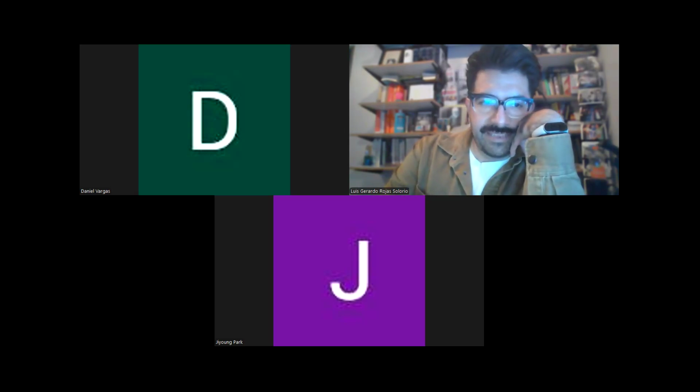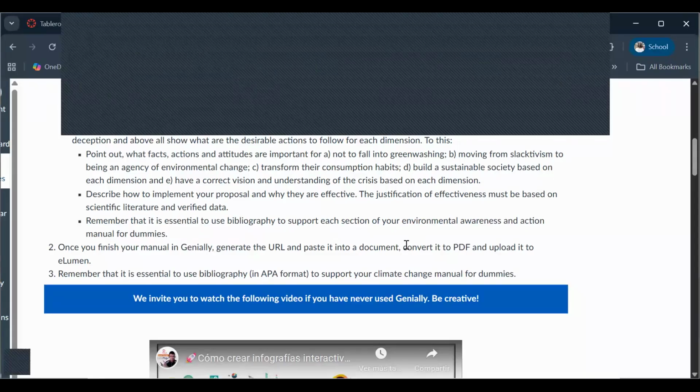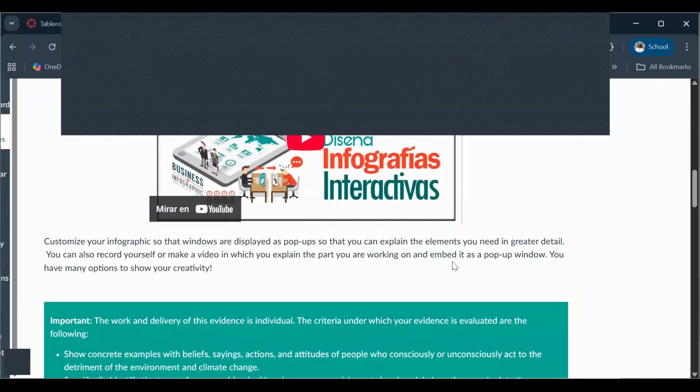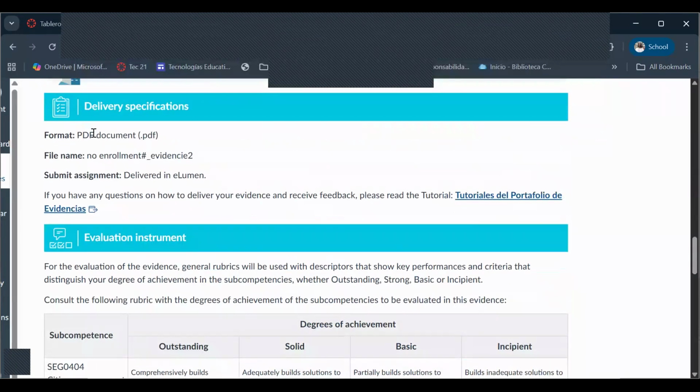And if I'm not mistaken, you are asking because in here we say convert it to PDF and upload it to Illumin, or in here it says PDF document. Yes. Great question. What we mean with that is not so much that you finish working on Canva and then download it as a PDF. Rather, you open a Word document, you use your cover page with your student ID, you put the URL link for the Canva, Genially, whatever you're working on. Then you put the URL and upload this document, but as a PDF.